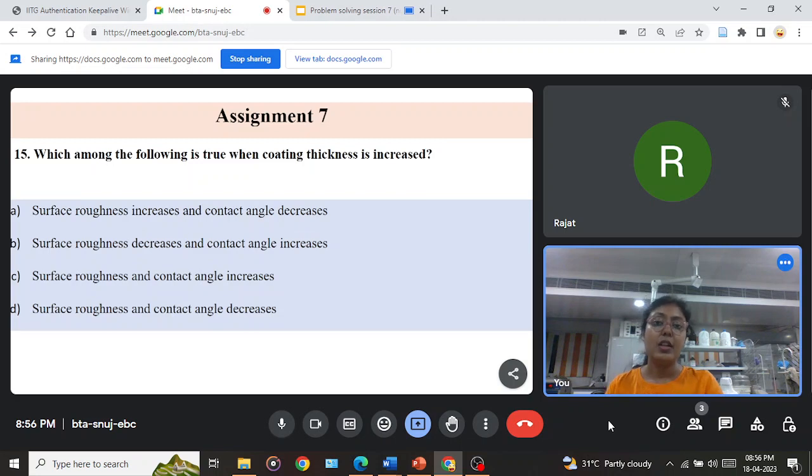So you have to think: when the coating over the surface is increased, so when the deposition time is increased, usually the thickness of the coating is eventually increased. And when this coating thickness is increased, how will it affect the surface roughness and the contact angle?